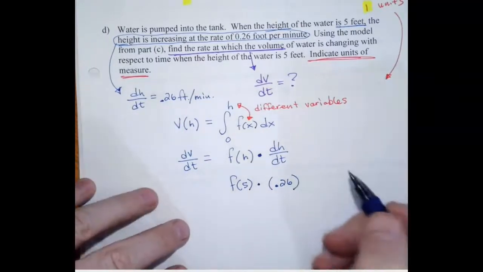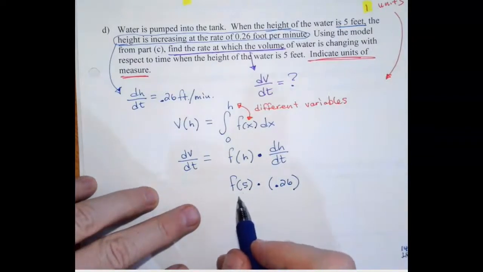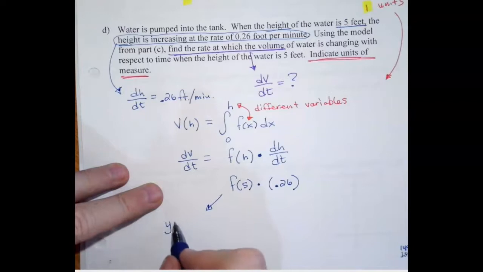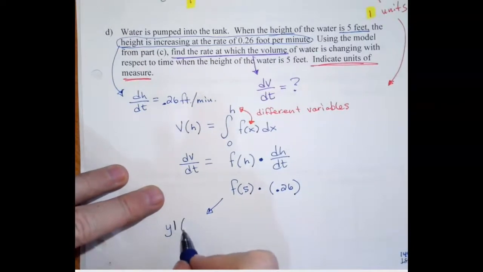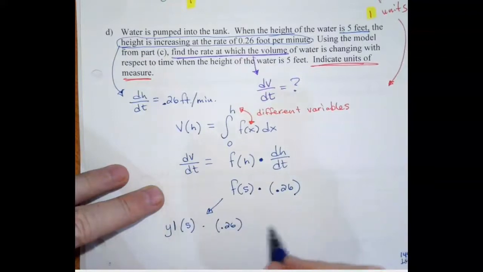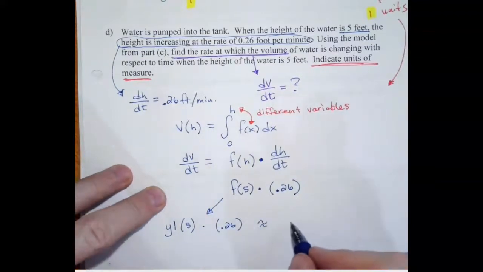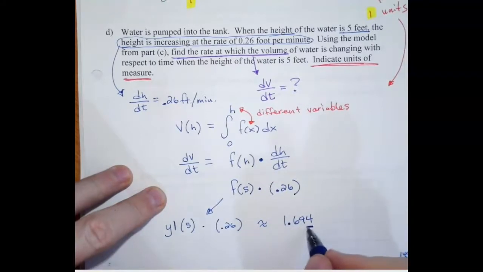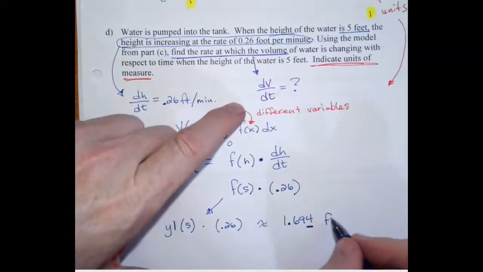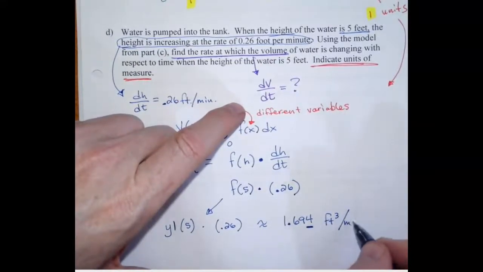And how you can do that on your calculator is, if you have that in y1, like I said, y1 of 5, you can just multiply that by 0.26, and then that's going to be 1.694. Again, make sure you're accurate to this. Now it's the change of the volume. Volume would be measured in feet cubed, and it's still going to be per minute.